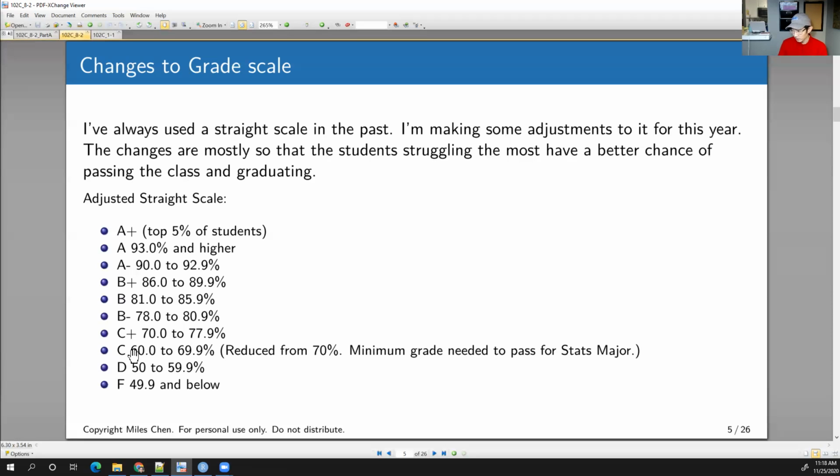Okay, so that's going to be the change, and a lot of that will kind of move up. A C plus will now go from a 70 to a 77.9. A B minus will go from a 78 to an 80.9. B goes from 81 to 85.9, and B plus goes from 86 to 89.9. Basically, A's will remain the same.